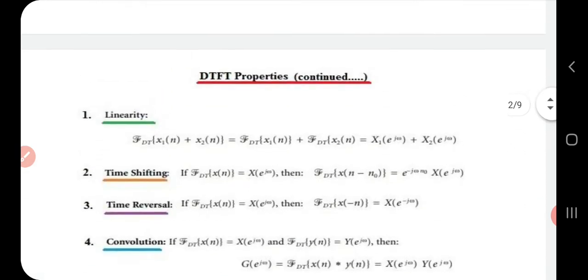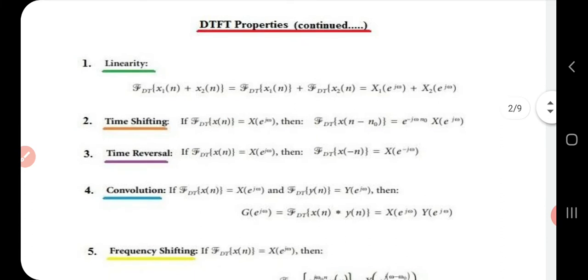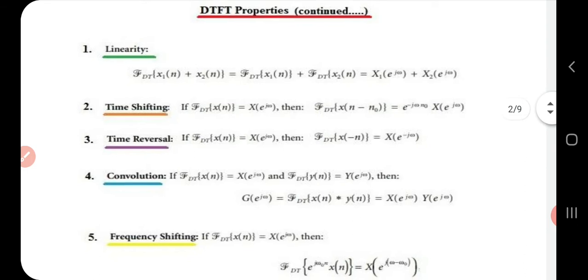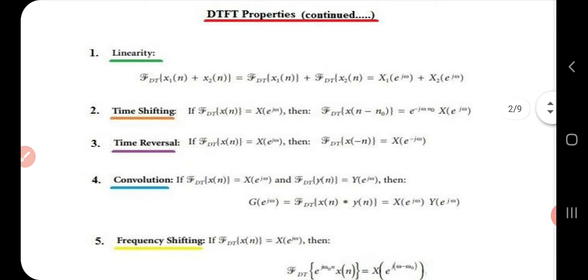Depending upon the marks, if they have asked you to write any 5 properties, you can follow the last class portions, and if they are asking questions for more marks for DTFT properties, you can write this. So it's better you study this. Shall we begin?